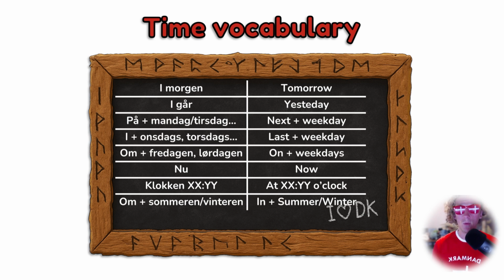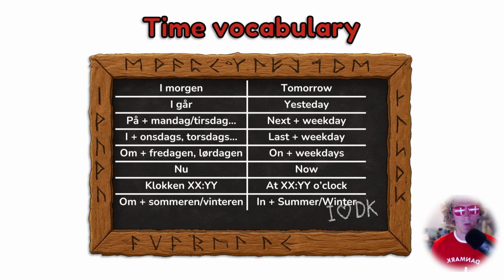Then we also have nu, means now. For example, nu snakker jeg, now I'm speaking. And then we have, of course, if something happens at a specific time of day, you can say klokken 10, at 10 o'clock, klokken 1, at 1 o'clock. And lastly, we can also use the construction with seasons. So for example, om sommeren, om vinteren, om foråret, in summer, in winter, and so on.